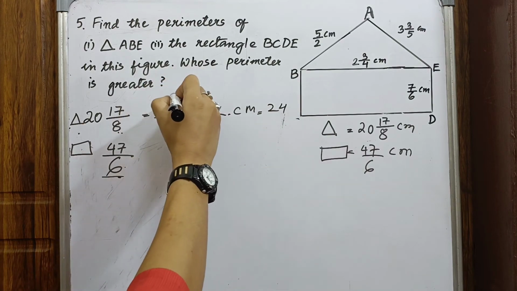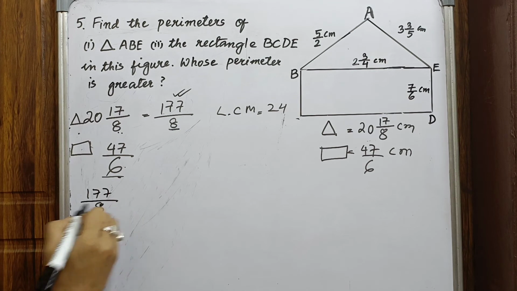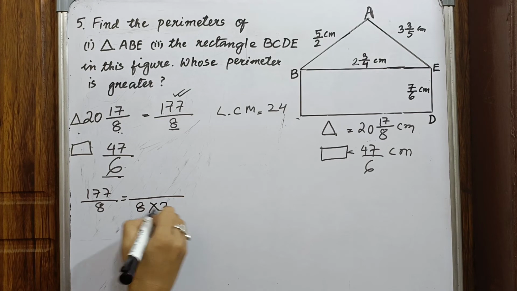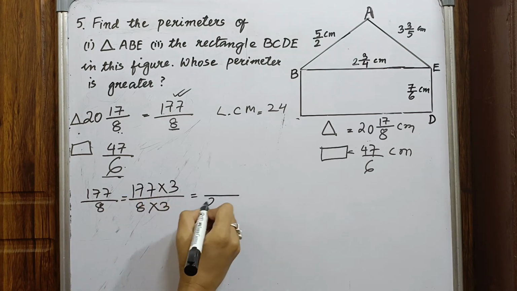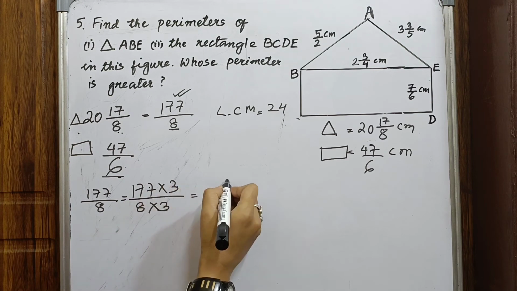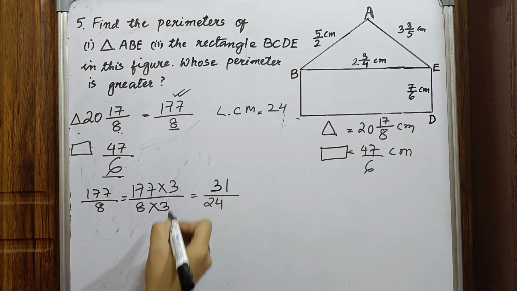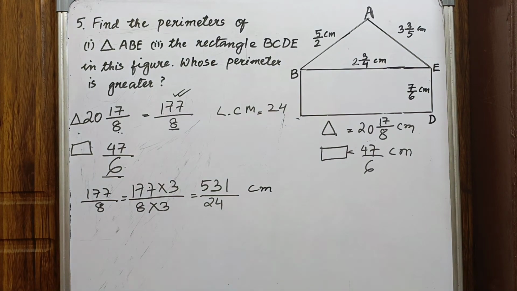Now we will see for the triangle, 177 by 8. 8 into how much is 24? 8 3s are 24, so 177 into 3. 3 7s are 21, 3 7s are 21, 22, 23, 3 1s are 3, 4, 5. So this is the answer.